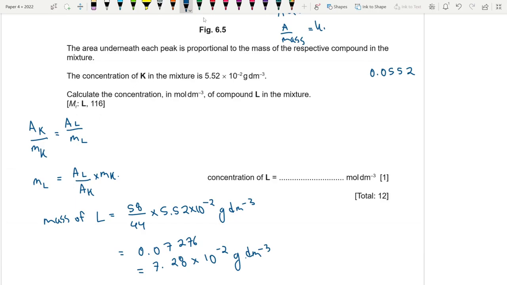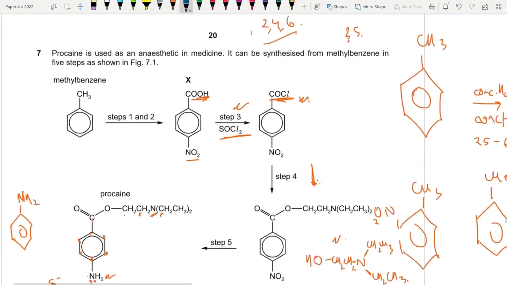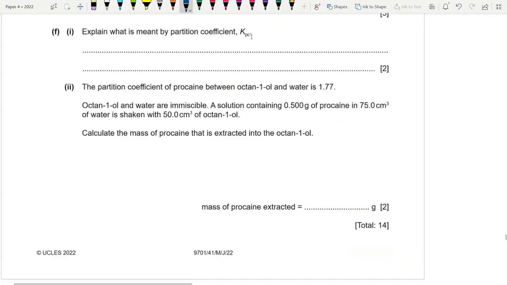Now we know that moles equals mass by Mr. So the concentration is basically equal to 7.28 into 10 to the power minus 2 divided by 116 basically. So we are getting an answer of 6.27 into 10 to the power minus 4. 6.27 into 10 to the power minus 4. That's how you do it. Sorry about the delay. Let's move on to the last question then. We are almost done. Last question, question number 7.